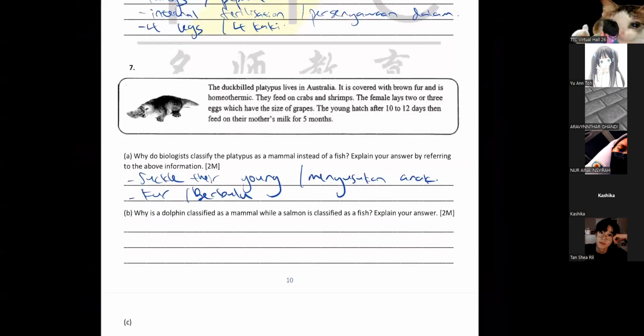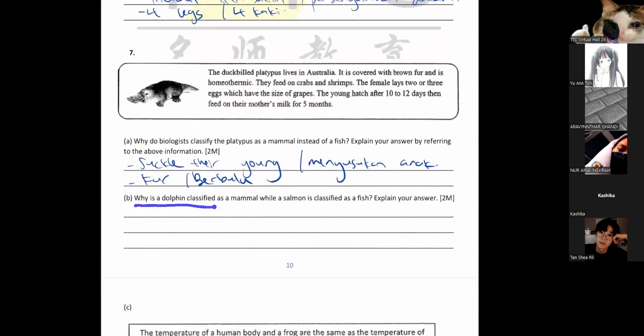Okay, anyway, so that's the two marks lah. So why is a dolphin classified as a mammal while a salmon is classified as a fish? Explain your answer. Okay, because dolphin, they are warm, they are homeotherm. Okay, I just write homeo here lah. Whereas your salmon is poikilotherm. Okay, what else? Dolphin, they give birth. Okay, melahirkan anak. Whereas your salmon, they lay eggs. Okay, bertelur.